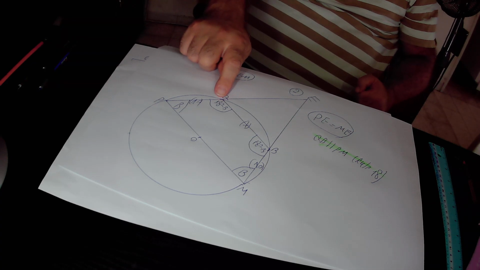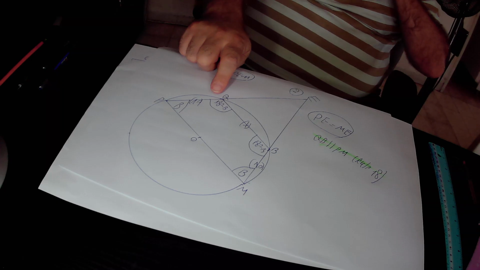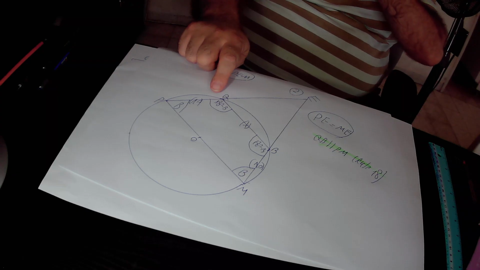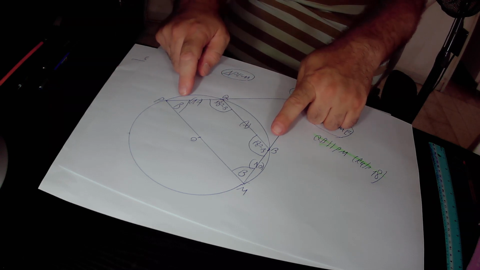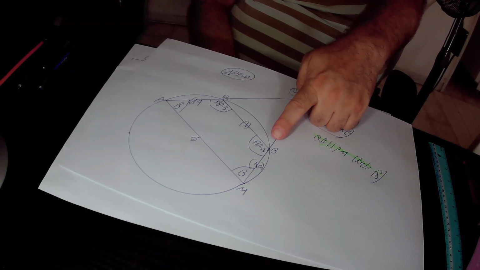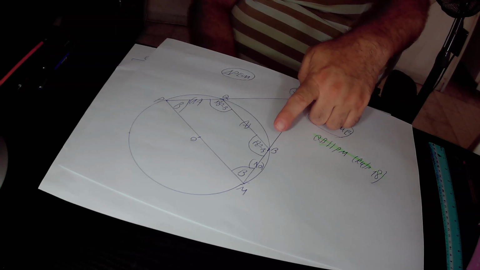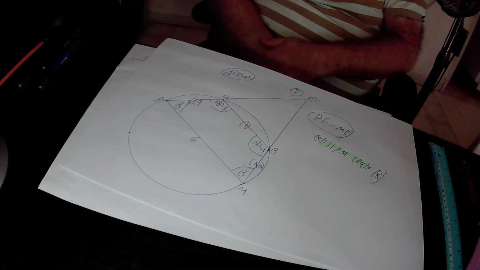Why? Because 180 degrees minus beta plus beta is 180 degrees. That is the sum of the opposite angles in a quadrangle inscribed in a circle. Likewise, those are two opposite angles, and the sum of those two opposite angles must be equal to 180 degrees. But this is angle beta, therefore this missing angle must also be equal to 180 degrees minus beta. Because 180 degrees minus beta plus beta is 180 degrees, the sum of the opposite angles in a quadrangle inscribed in a circle.